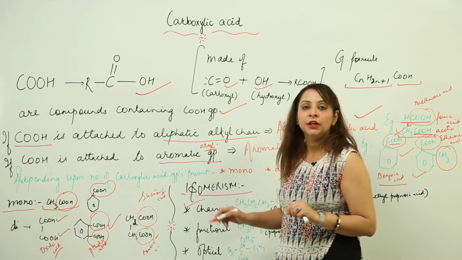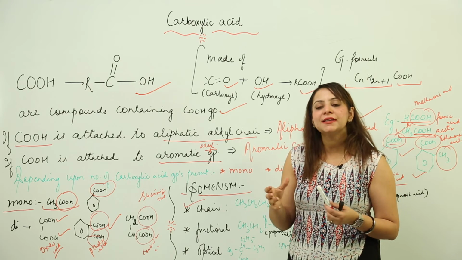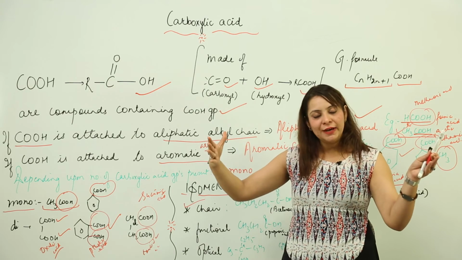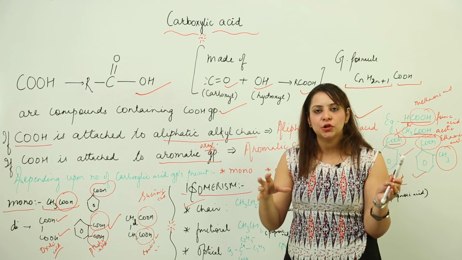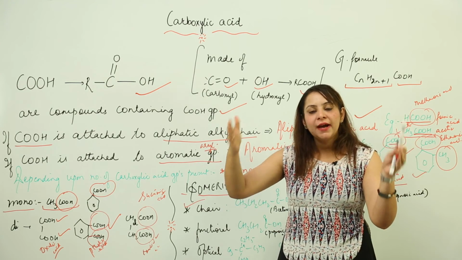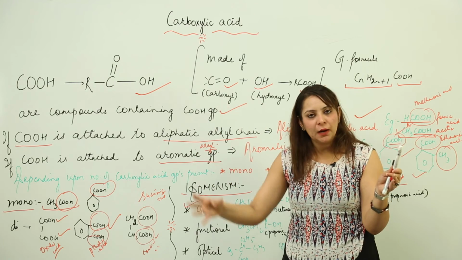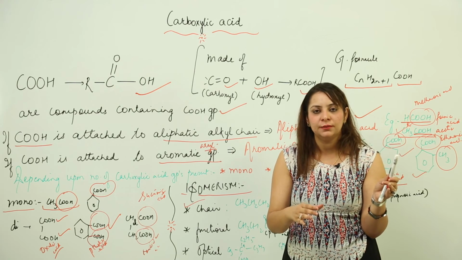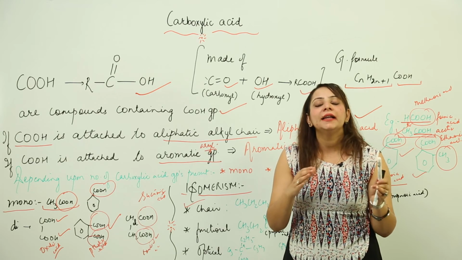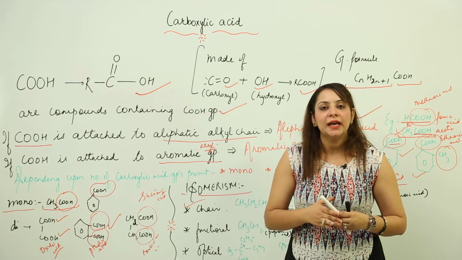One is chain isomerism. You know what chain isomerism is. Suppose you have 5 carbons in a chain, you try to contract it by making branches. So from the 5 carbons, we remove 1 carbon and attach it as a branched carbon, and according to that it is called chain isomerism.